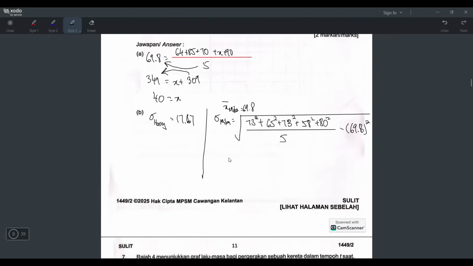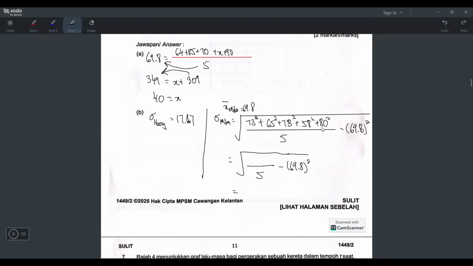Okay, so sekarang kita boleh tekan. Tapi jangan straight away bagi dia final answer sini. Tekan atas dulu, jumlahkan atas, tulis dulu. And then over 5 minus 69.8 square. And then after this, satu baris lagi baru you bagi jawapan final. Okay, jangan satu baris terus bagi jawapan. Tak mau macam tu. Okay, let's jumlahkan atas.